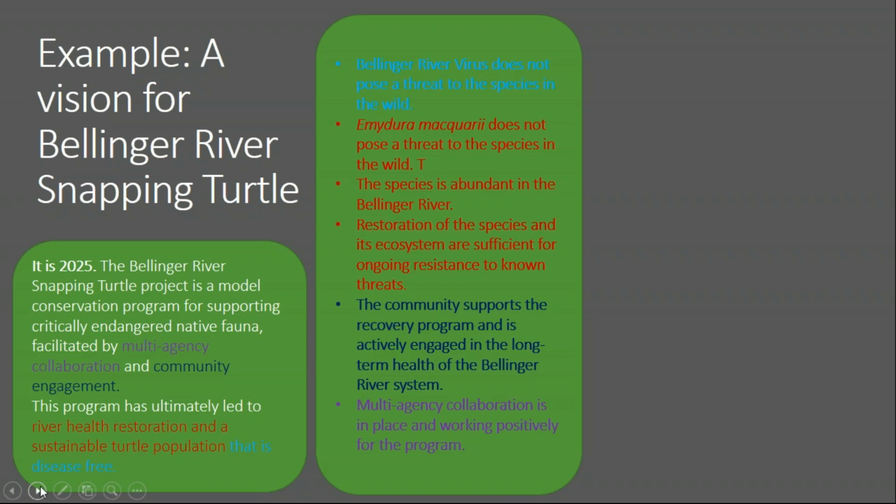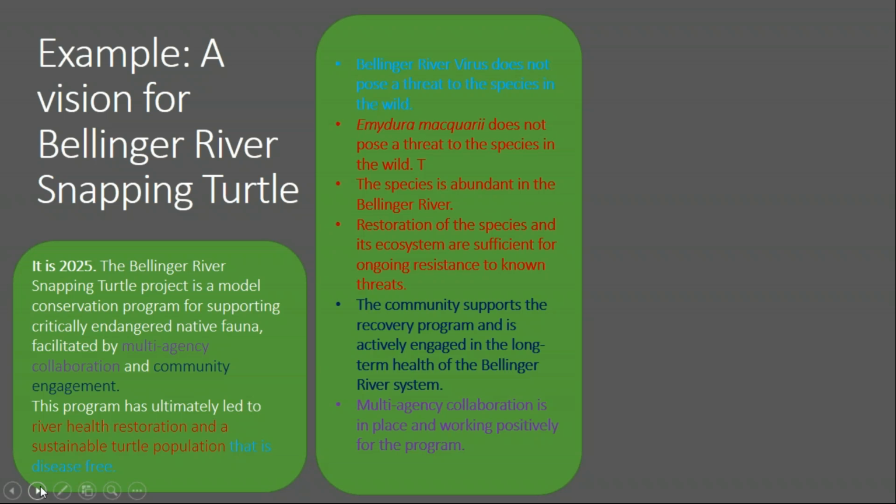So if we just move to the way that people thought about defining these more operationally, because they are quite difficult. We can't really aim for a turtle population that's disease-free, because that wouldn't make any sense. There aren't any populations of anything, as far as I'm aware, that are completely disease-free. So what we mean in this case is that the Bellingham River virus, this new virus, does not pose a threat to the species in the wild.